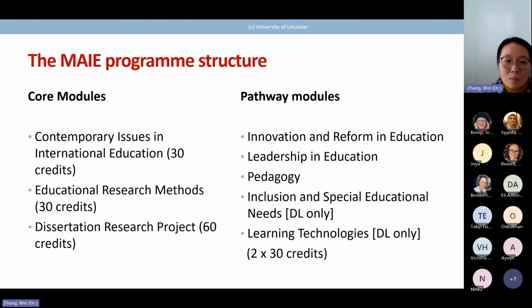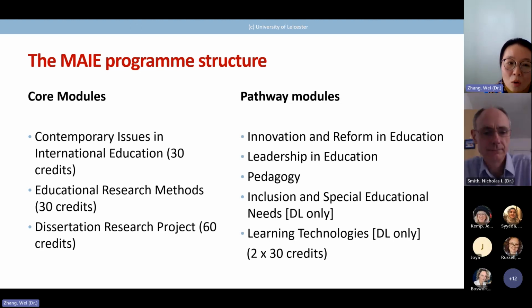Both international education programs offer the structure below. So we have 3 core modules. 2 of them are 30 credits, and the final dissertation research project actually carries 60 credits. So the first 2 core modules are delivered during the autumn term. The dissertation research project won't start until the summer term. In between is the spring term. In the spring term, you will have the option of choosing from innovation to reform in education, leadership in education, and pedagogy. And this is for the campus-based program.